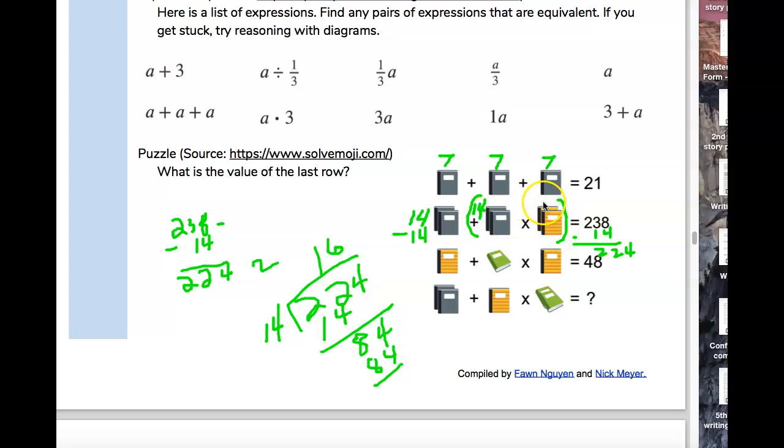14 times 16, but there's 2 of them here. So we have to divide 16 by 2, and we get 8. So the yellow must equal 8. So the yellow book, yellow, is 8. Equals 8. The gray, we know, equals 7.